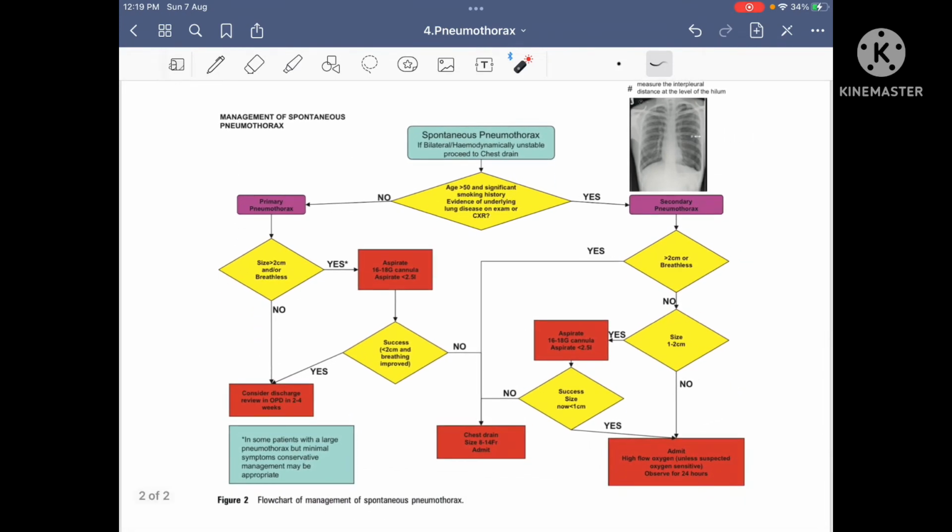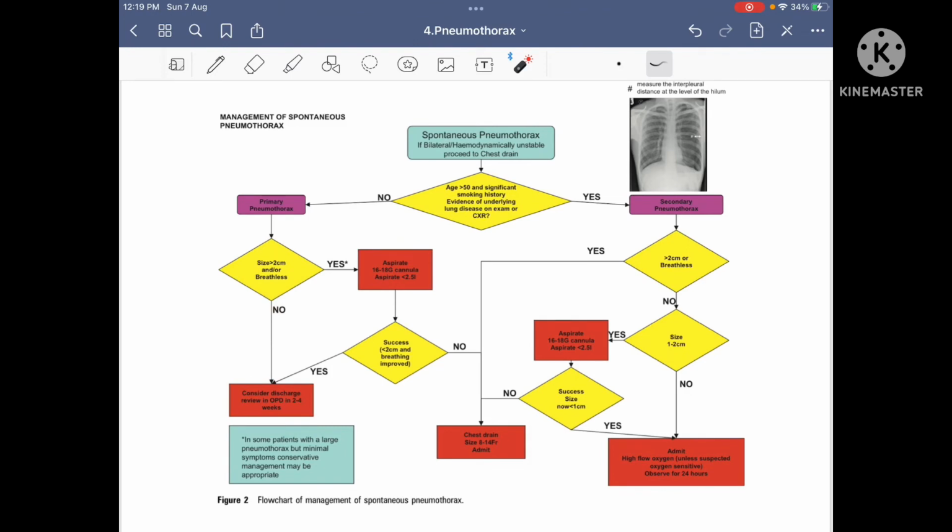So if the patient has more than 2 cm pneumothorax or breathlessness, first we have to aspirate using a needle. Aspirate less than 2.5 liters. If successful, then go to planning of discharge. If not successful, then you should plan for chest drain. And at the first, if the size is less than 2 cm and there is no breathlessness, then you can consider discharge and review in OPD within 2 to 4 weeks.